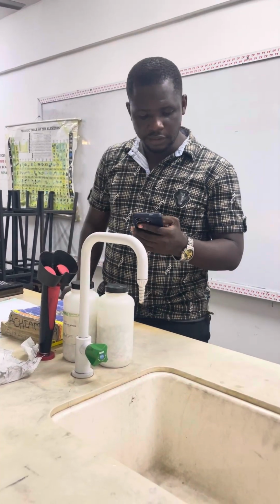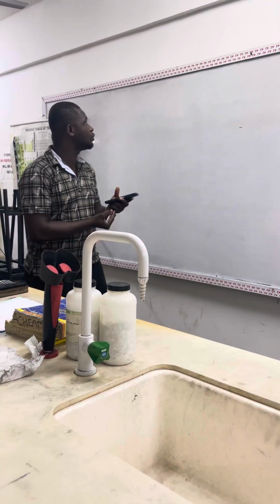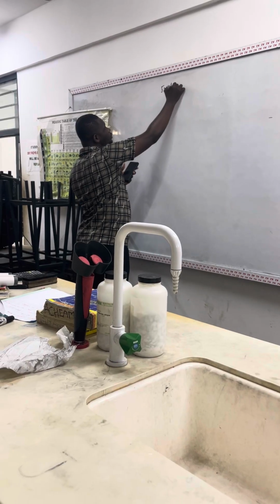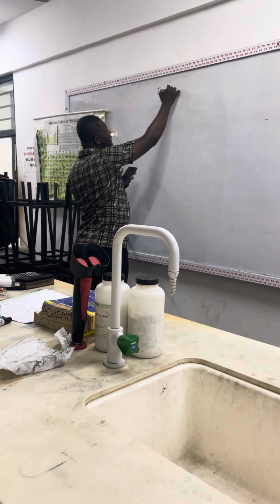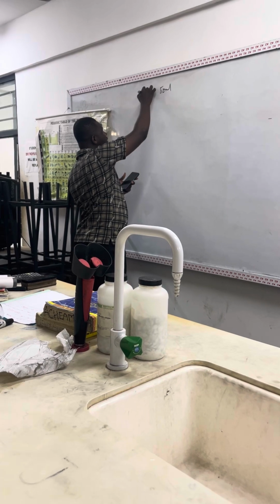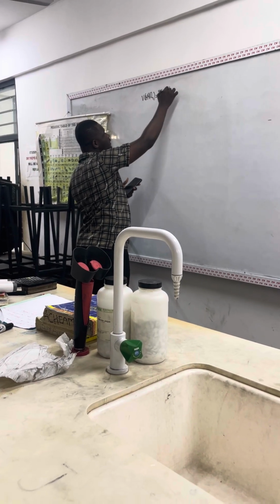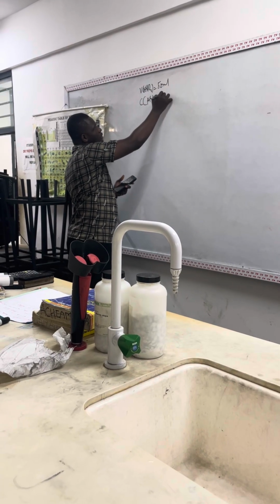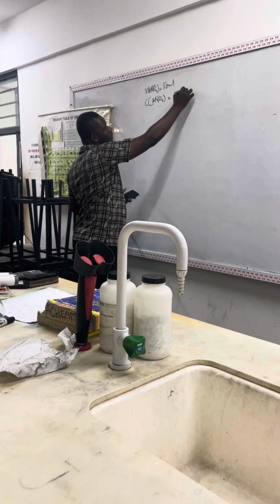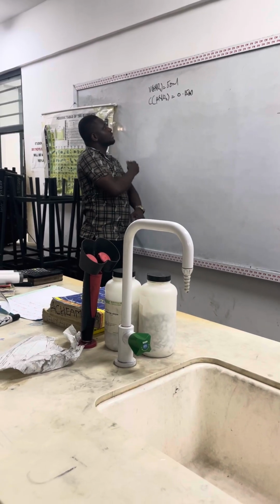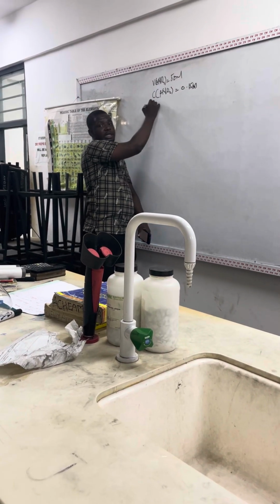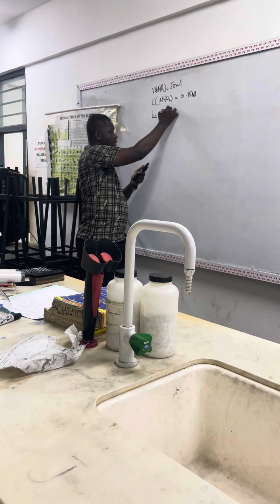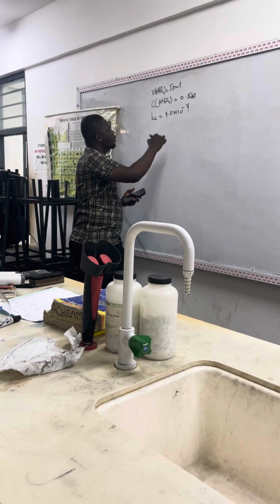Now, it says that the student is given a 50 ml solution of nitrous acid. So the volume of the nitrous acid is 50 ml and the concentration of it is also 0.15 molar. They also gave us the Ka of the nitrous acid as 4.0 by 10 to the power negative 4.